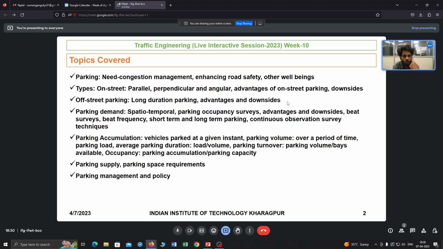Then the second one is you have to go for parking demand, or estimation of parking demand. There are different survey techniques available to estimate this spatio-temporal nature of parking demand. One of them is doing parking occupancy surveys. After you know the locations available for parking, the second thing is you have to do a parking occupancy survey.